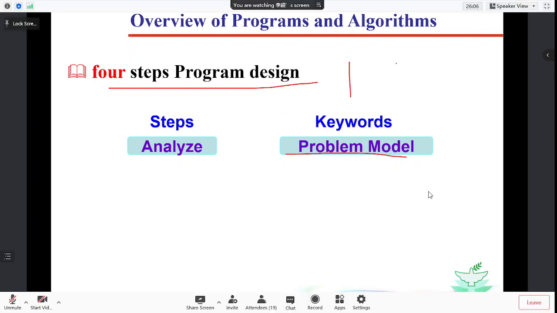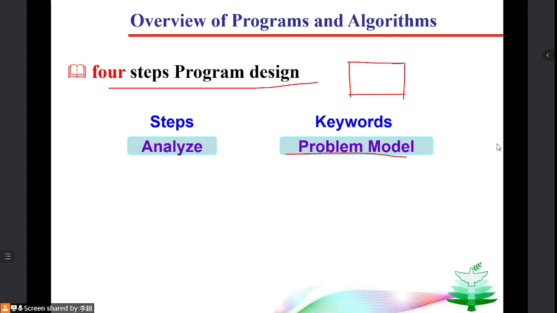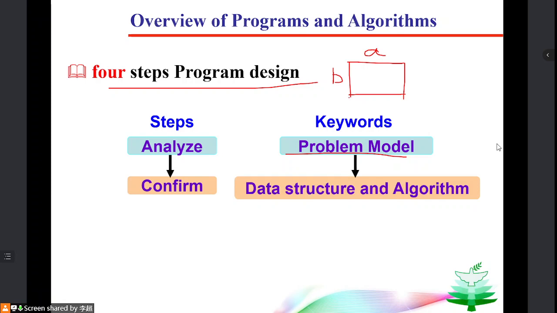Firstly, we should analyze the shape, right? The shape of the swimming pool is a rectangle, right? Then we should get the length and the width. And then after we get these 2 variables, we should use the corresponding data structure and algorithm. For this simple question, we have just 2 variables, A and B. And the algorithm is what? The algorithm is multiplication, right? So we can get the area of the swimming pool.